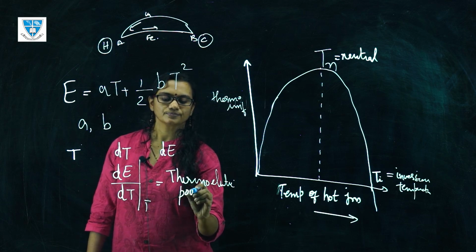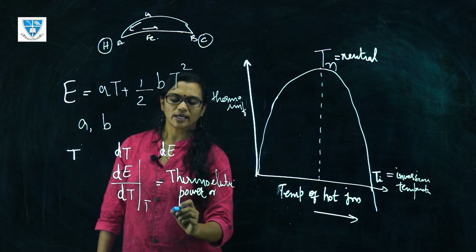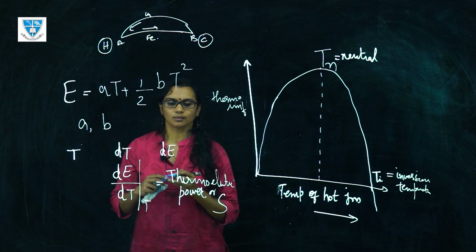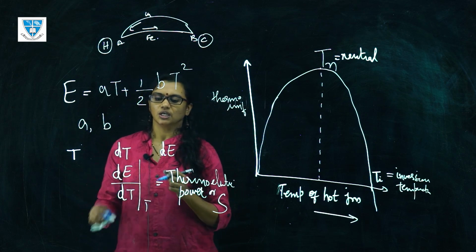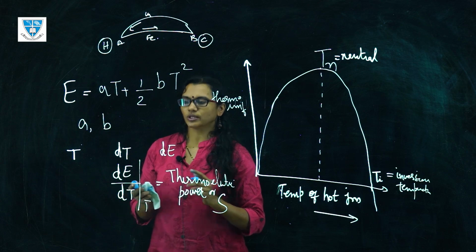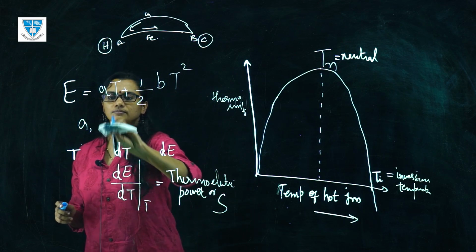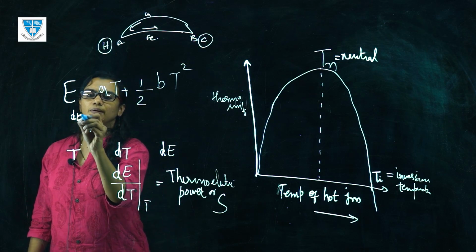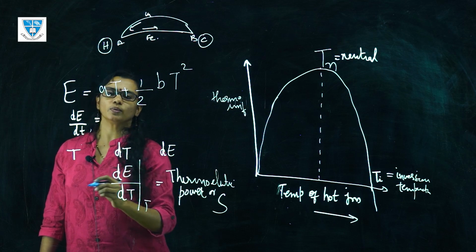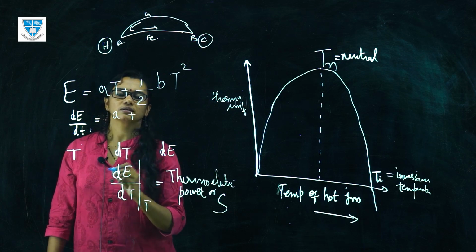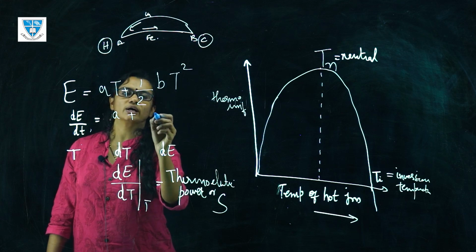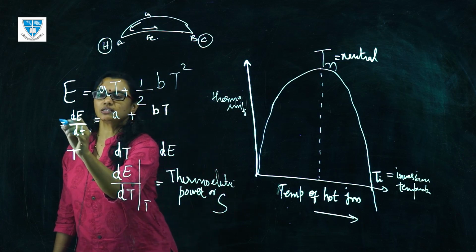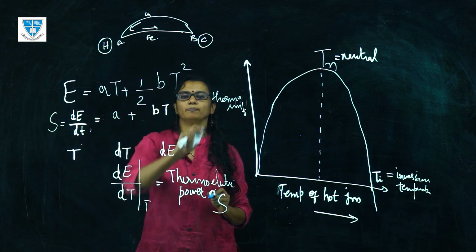Thermoelectric power, or rather the Seebeck coefficient, S. Thermoelectric power is nothing but the Seebeck coefficient. So when you differentiate this equation, you can see that dE by dT is equal to A plus 2, and the 2 and 2 cancel, you have B into T. So what does this equation denote? Let's write this as S. So S is equal to A plus BT.